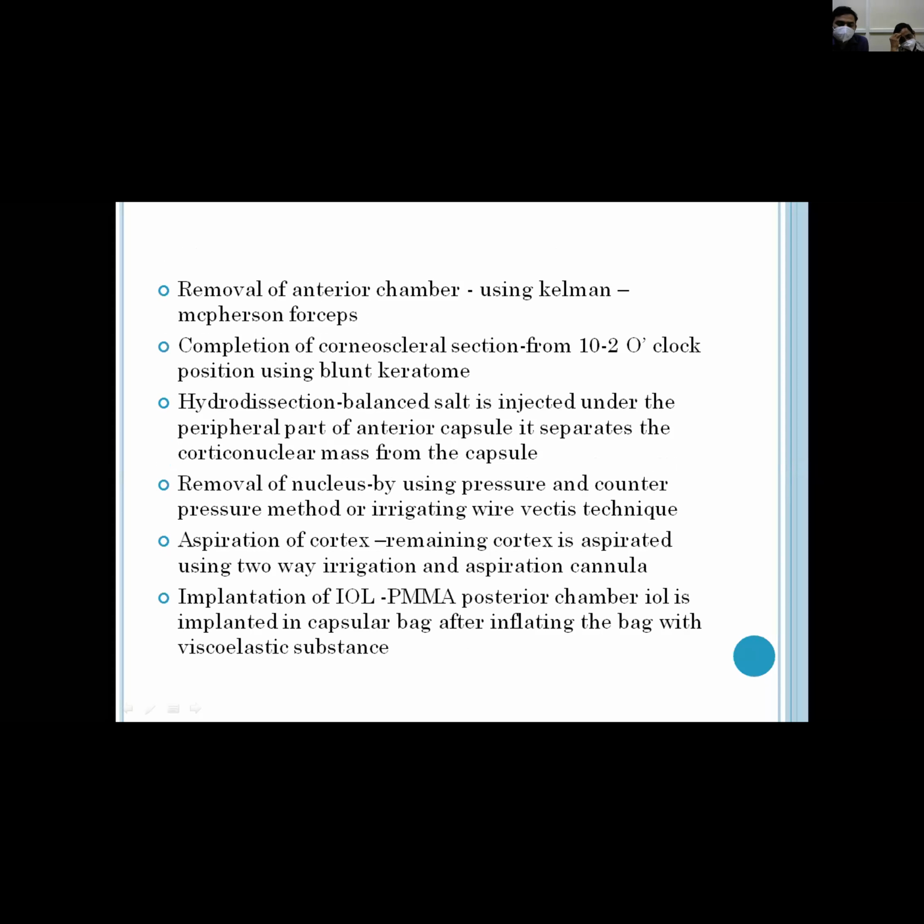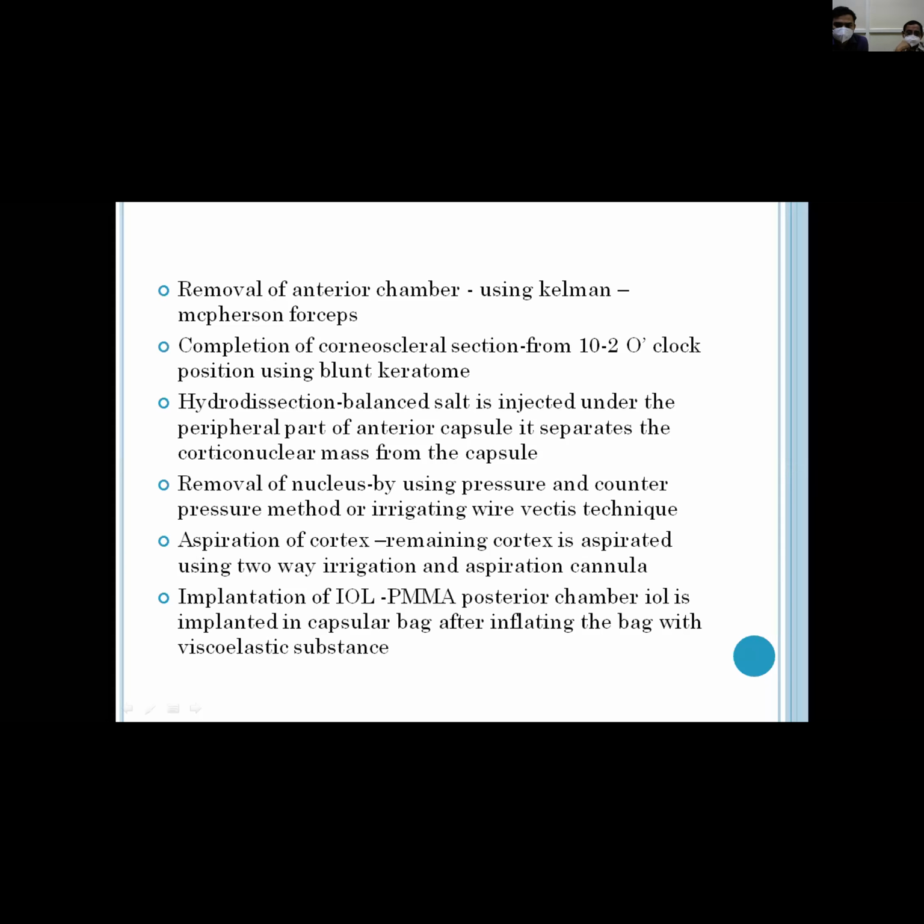Removal of anterior capsule. It is removed with the help of Kelman-McPherson forceps. Completion of corneoscleral section from 10 to 2 o'clock position using blunt keratome. Hydrodissection is done with balanced salt injected on the peripheral anterior capsule. It separates the corticonuclear mass from the capsule.